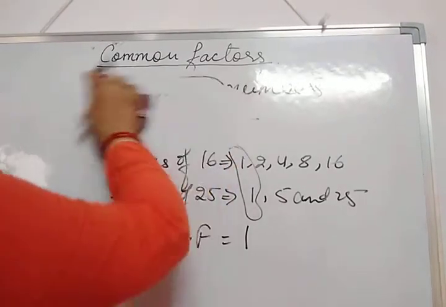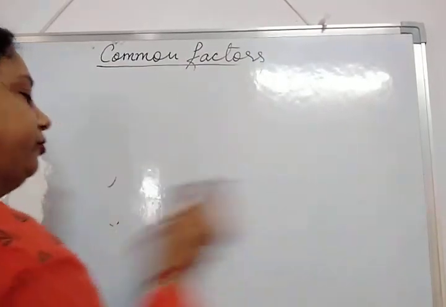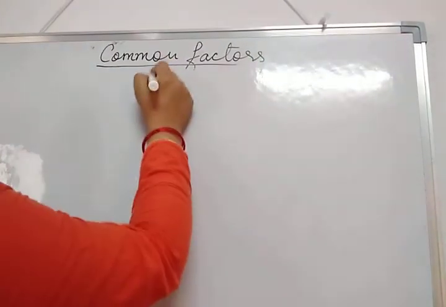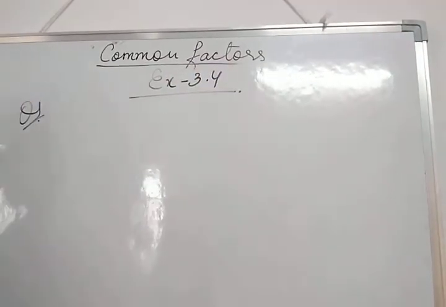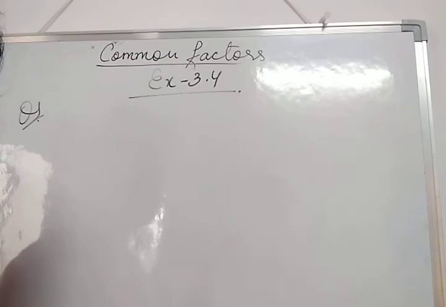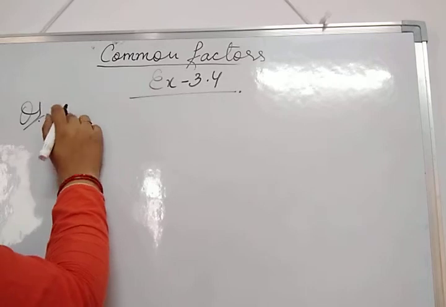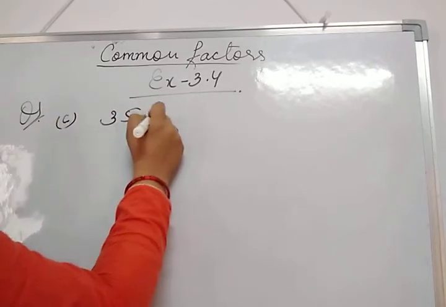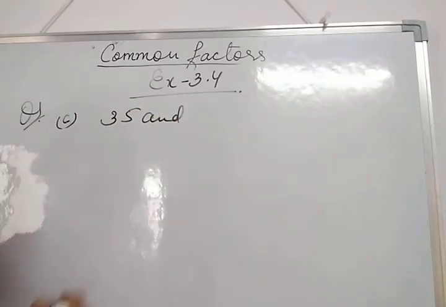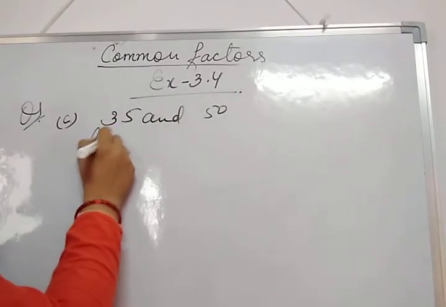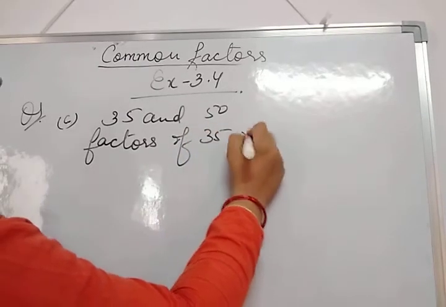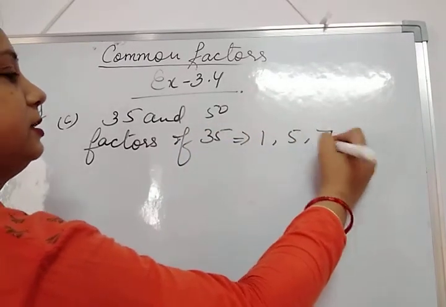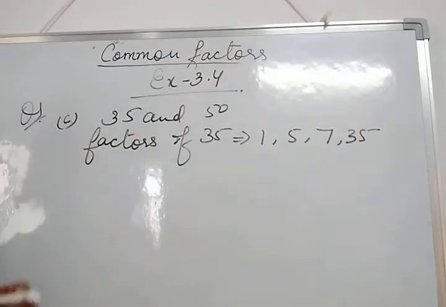Now we can start the exercise 3.4. In the first question we have to find out the common factors between the two given numbers. We will find out the factors of the given two numbers 35 and 50. What are the factors of 35? 1, 5, 7 and 35.